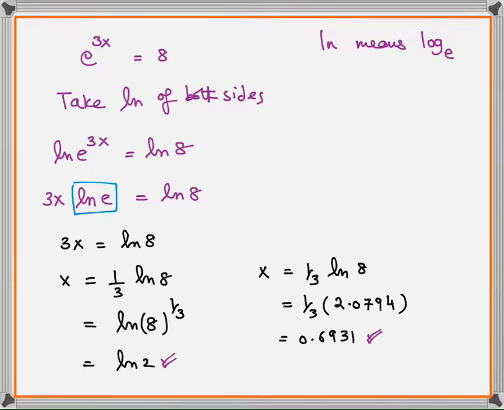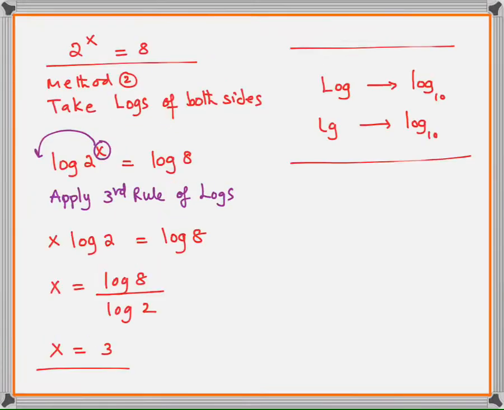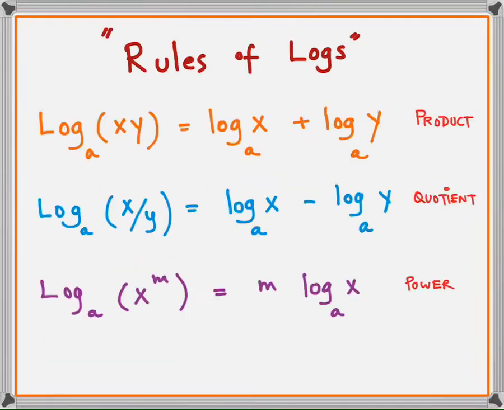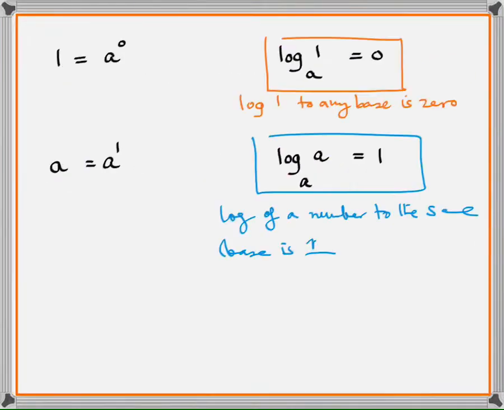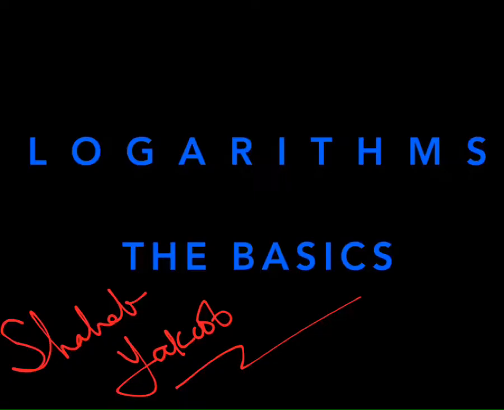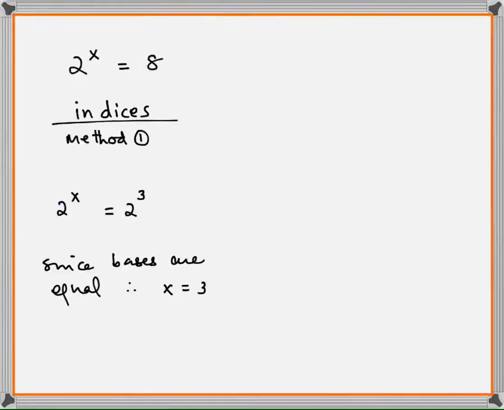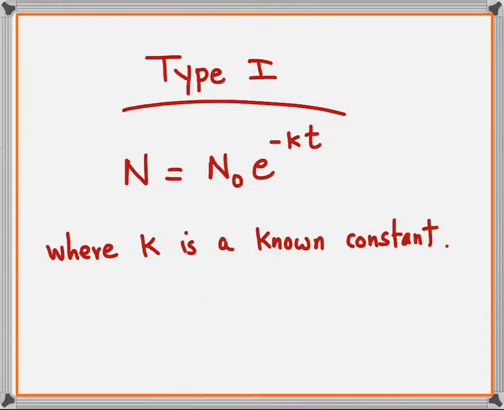So what we have studied so far is how to use the rules of logs, what the basic rules of logs were, and how they came into being. Now let's move ahead. The first type of question is of the type N is equal to N naught e raised to the power of minus kt. N and t are variables. N naught is a constant, k is a constant, and e is a universal constant.